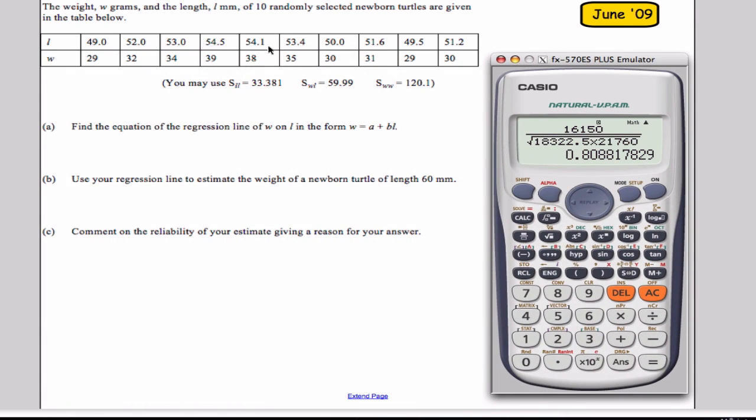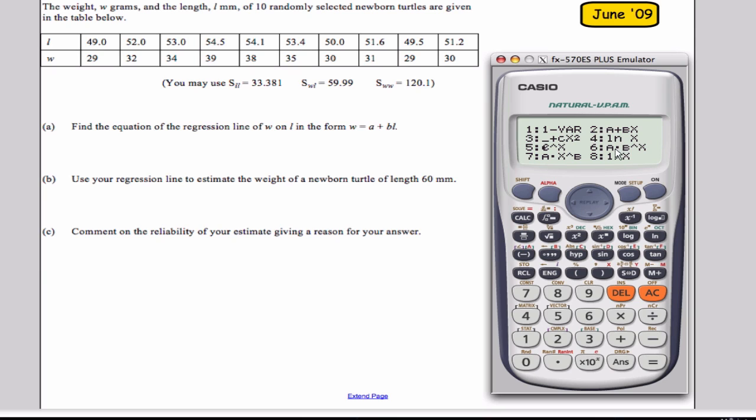We can work out B by doing SWL divided by SLL. That will give me B, and then I can work out A as well using the formulas that are given in the formula booklet. But seeing as I have a calculator that will do all the hard work for me, that's what we're going to do.